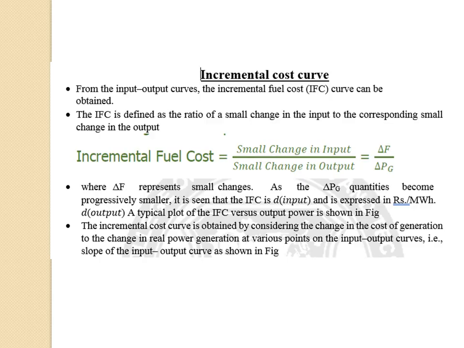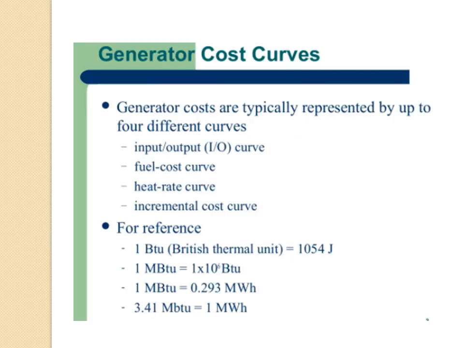The incremental cost curve is obtained by considering the change in the cost of operation to the change in the real power generation at various points on the input output curve, that is, the slope of the input output curve in the figure.